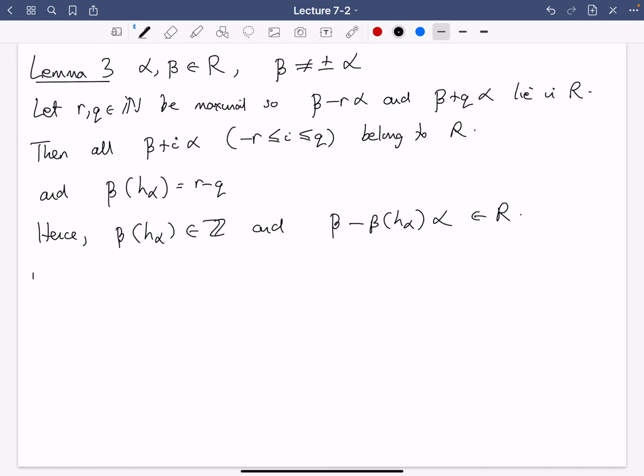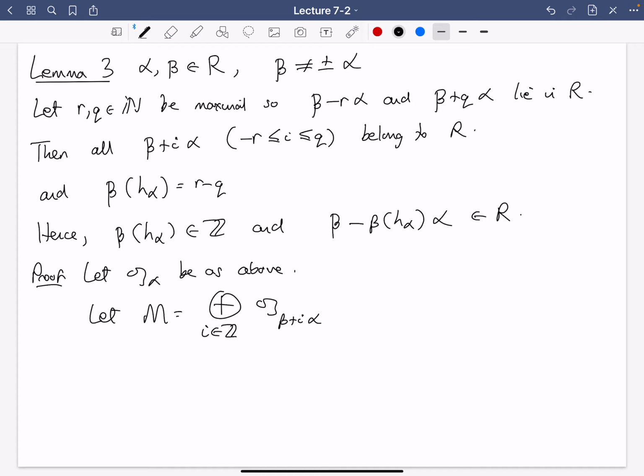And the proof of this is quite similar to lemma 2. We're going to let G alpha be as above, this SL2. I'm going to consider M, that now is the direct sum of all of these G beta plus i alphas. So G alpha acts on M via the adjoint representation again, because right, bracketing with the E alpha or F alpha, it just adds an alpha or subtracts an alpha. So yeah, M is stable. So this M, it's a finite dimensional representation of SL2. So we know that all of the eigenvalues of H alpha on M are integers.